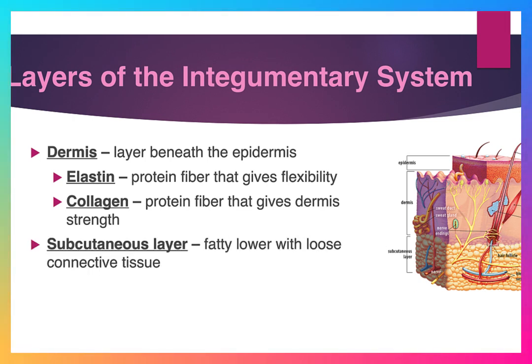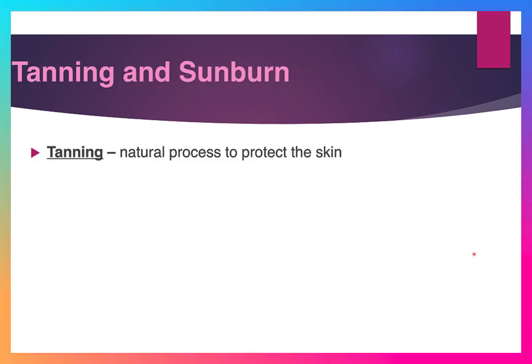Then below the dermal layer is what's known as the subcutaneous fat layer. This is primarily adipose tissue with loose connective tissue. When you hear people talking about subcutaneous injection, this is where the drug is deposited. Things like insulin are given by subcutaneous injection, and so it's a very shallow injection just into the third layer of the skin. Tanning is a natural process that occurs to protect the skin from UV light.